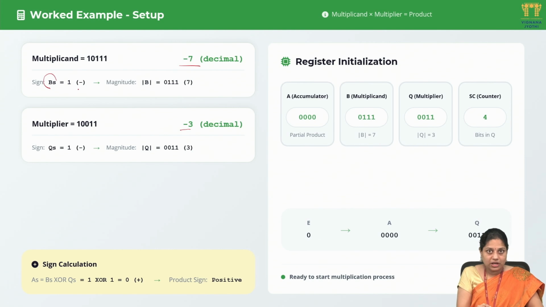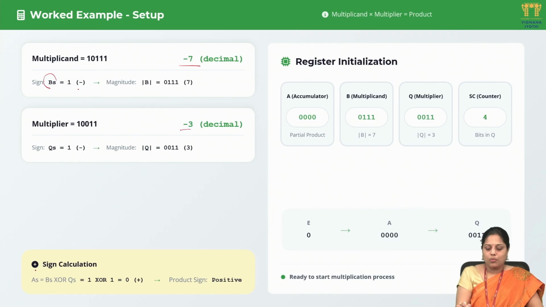As part of the first step, you need to calculate the product sign. The product sign is calculated by performing a simple XOR operation on QS and BS. So here you perform XOR on QS and BS, which is 1 XOR 1, giving 0, which indicates positive, and this is stored into the flip-flop AS.